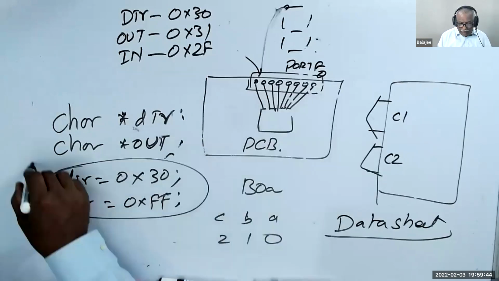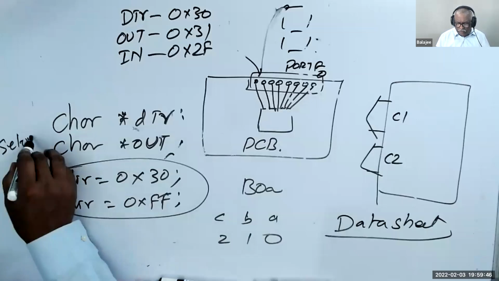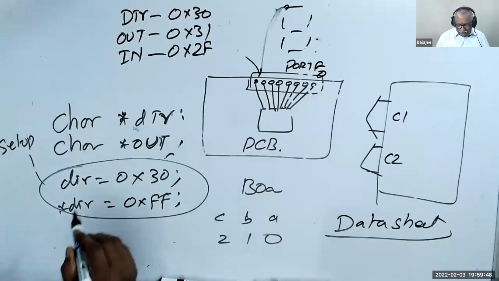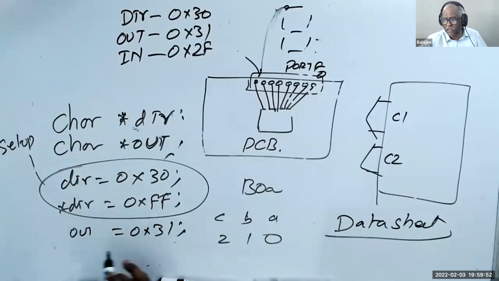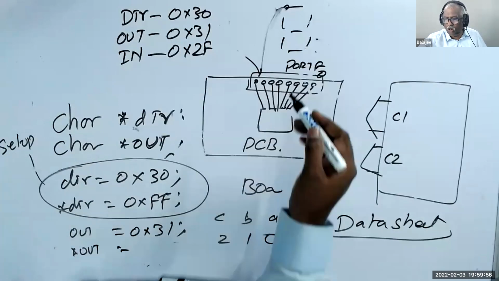Now I will say *out = 0x31. Star out is equal to whatever you want to print. Let us say I want to display only 1. That means that all the other segments are not there.